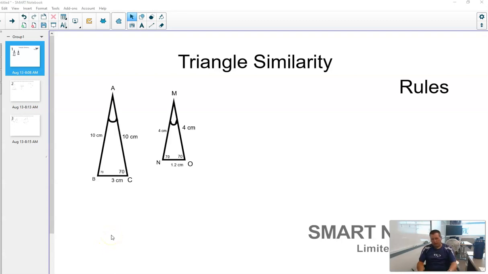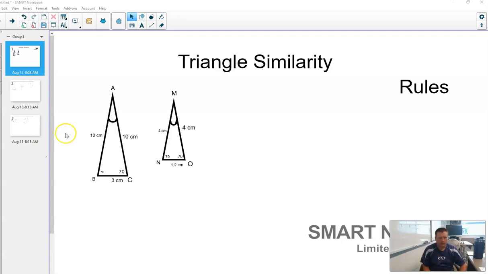So this idea of similarity. Let's just talk about similarity first off. Similarity just means that you've got the same shape, but a different size of that shape. It's got to keep the exact same shape. Like I say, it's just a different size when we've either enlarged or reduced it, like we did with our dilations.